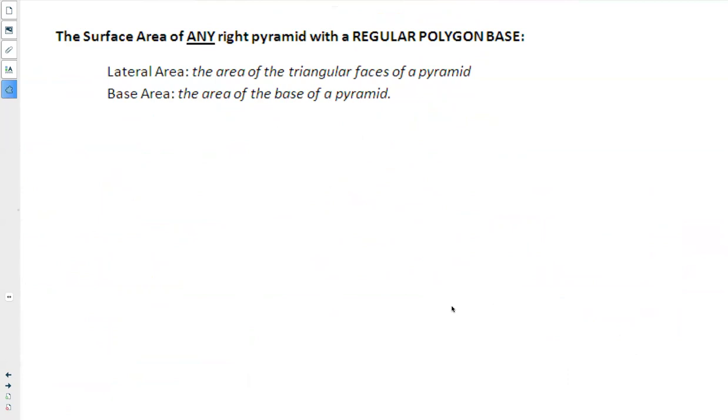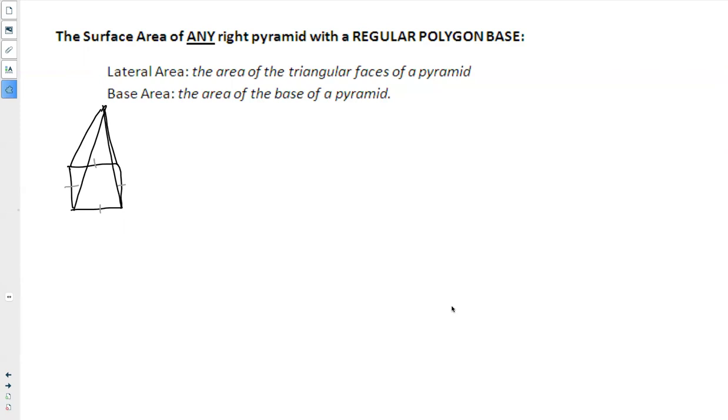Okay, so let's go ahead and find or derive a formula to calculate the surface area of any right pyramid which has a regular polygon base. So if it has a square base or a regular pentagon where all sides are the same. Okay, so this is a square. This is indicating they're all the same lengths. And I'm going to draw our apex here.